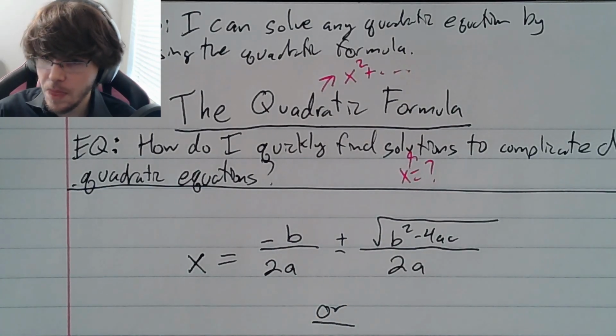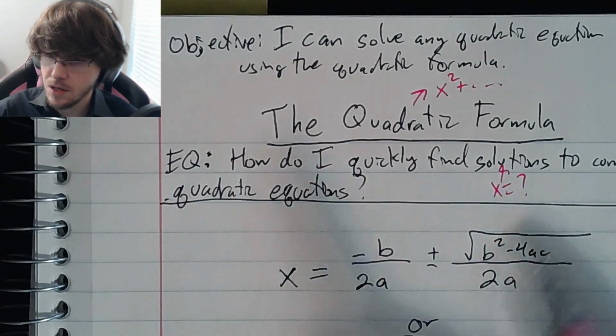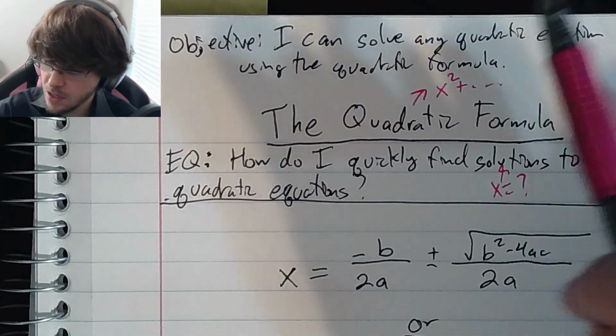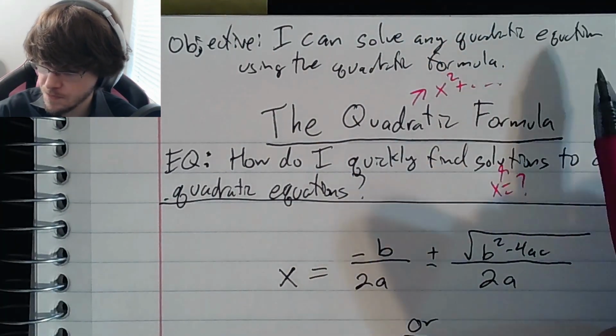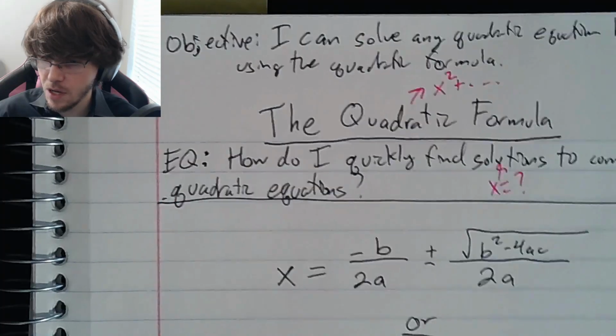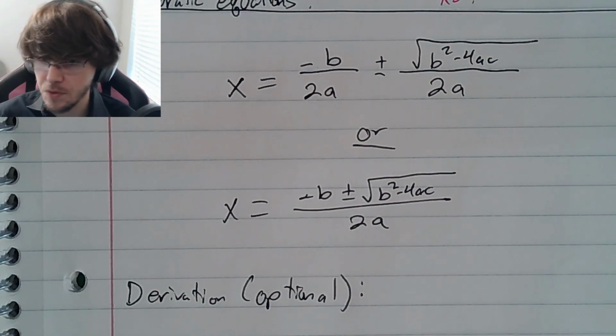All right. And then here we have the objective I like to write down. Again, that's an optional thing. But the objective that I'd have on the board is: I can solve any quadratic equation, remember, equal sign, by using the quadratic formula. The quadratic formula I've written two different ways right here. You should write both of them down.